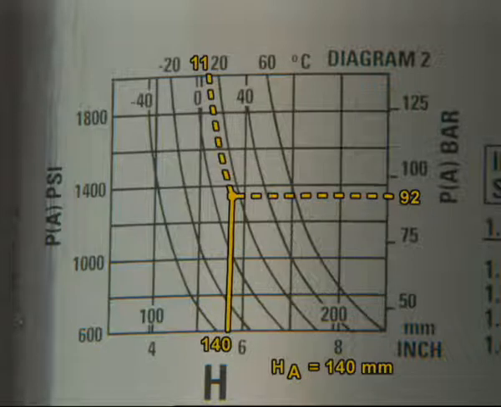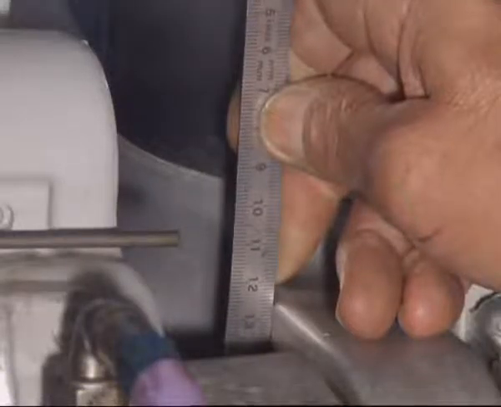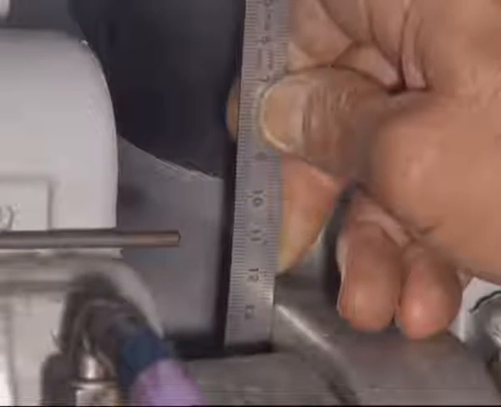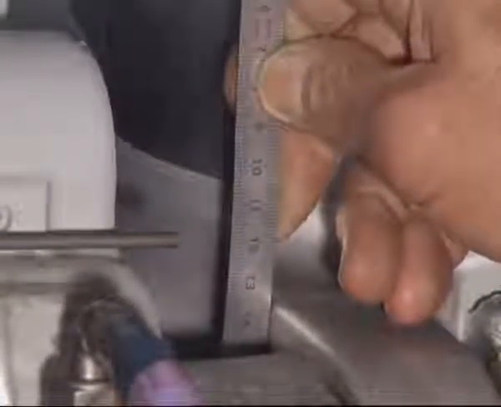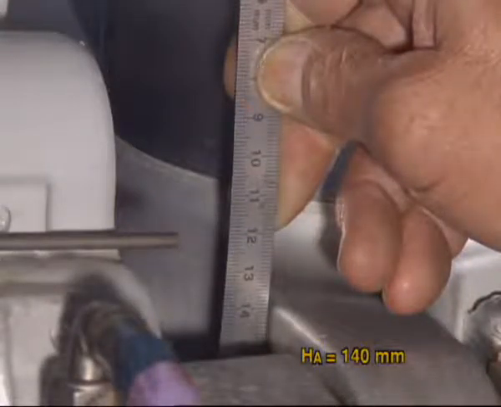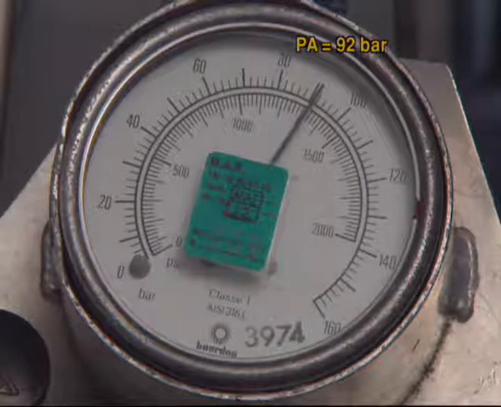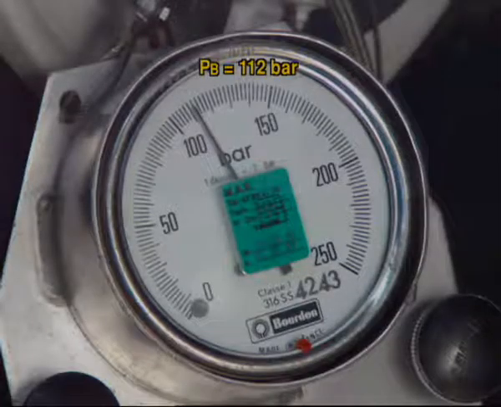Using diagram 2, find the dimension HA required for these conditions. Slowly open the control valve to add nitrogen to obtain the same dimension H as we found before, H equals HA plus or minus 1 millimeter. After 5 minutes, open the top and the bottom charging valves.